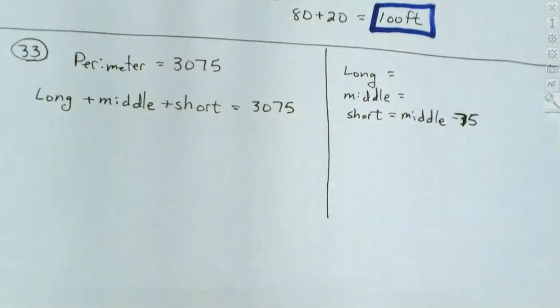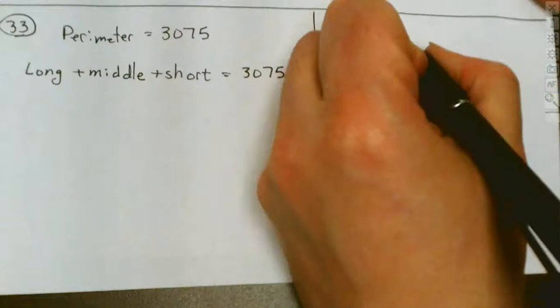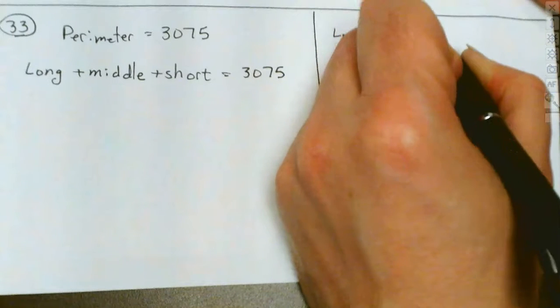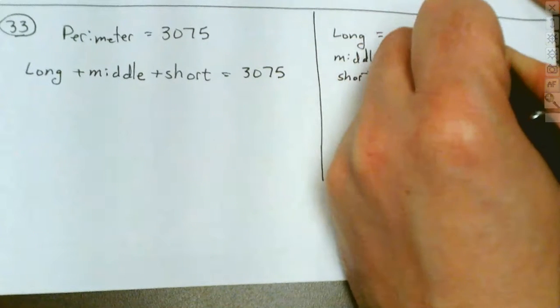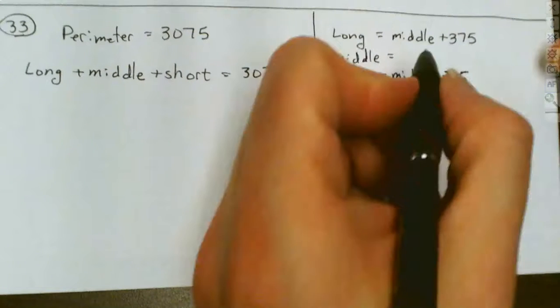So we'll write it up in terms of words first, and then we'll use the variable. So the short side is going to be the middle side minus 75. The longest side measures 375 more than the middle. So that's going to be the middle plus 375. Now, the one that we know nothing about is going to be called the variable x. So do we know anything at all about the middle side? No, that's going to be our unknown. So we're going to put the x here.